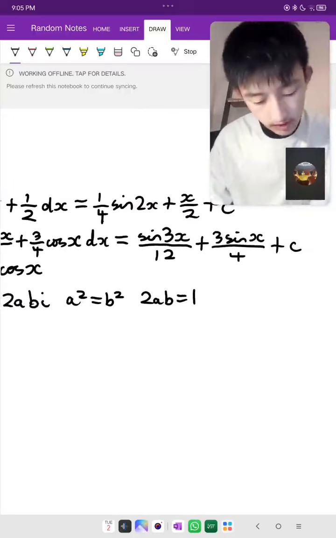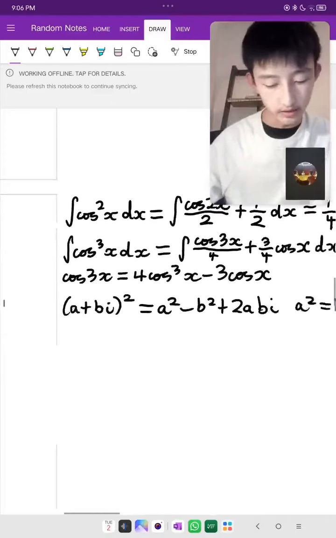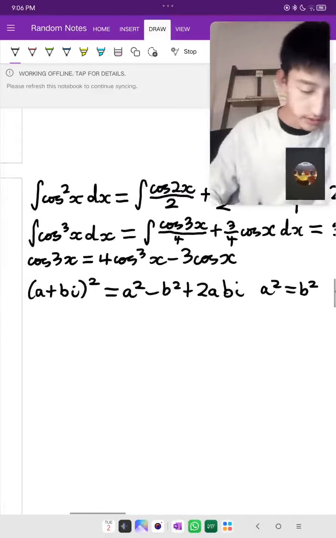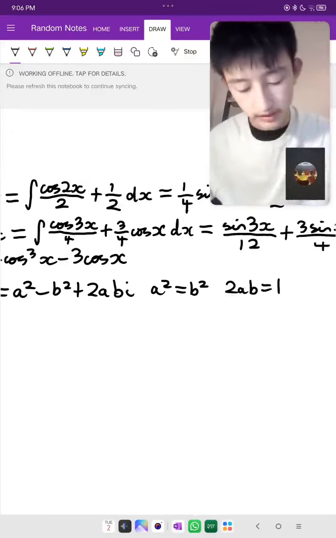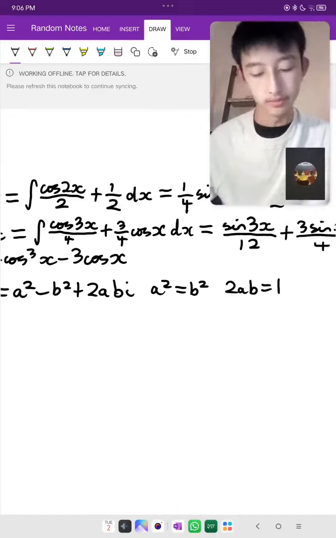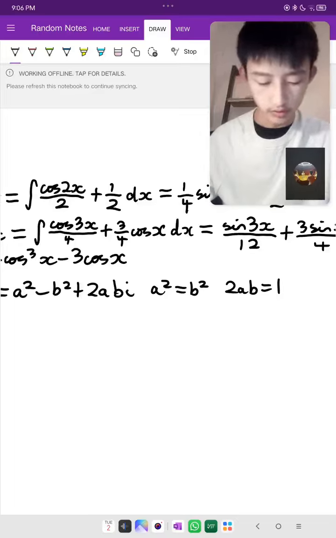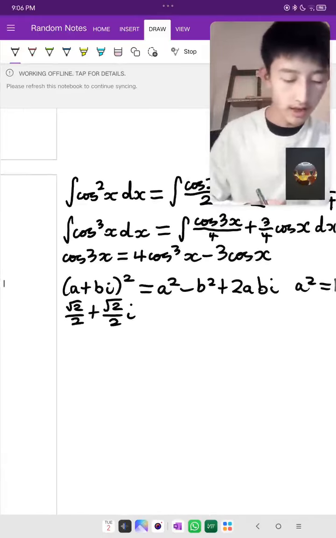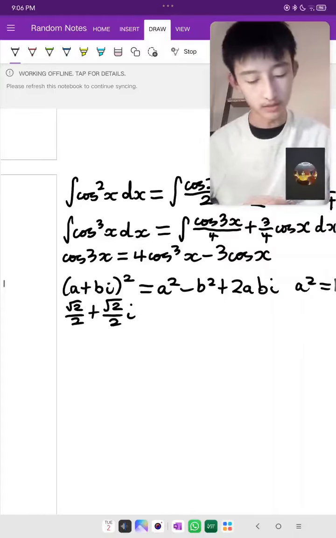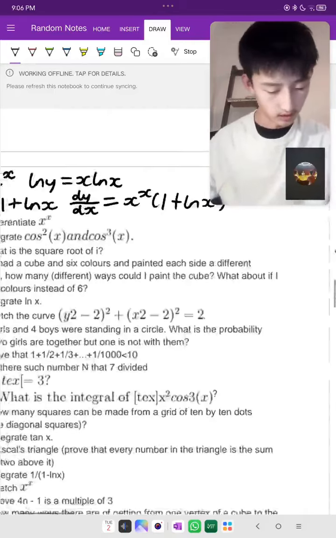Never mind. Okay, so if a equals b, then we have a is 1 over root 2. So we could have root 2 over 2 plus root 2 over 2 i. If a is equal to minus b, then we have minus 2a squared is 1, which means a squared is minus 1 over 2, which doesn't have any real solutions. And when we specify a plus bi as a complex number, we need a and b to be real. So I think this is our only answer.